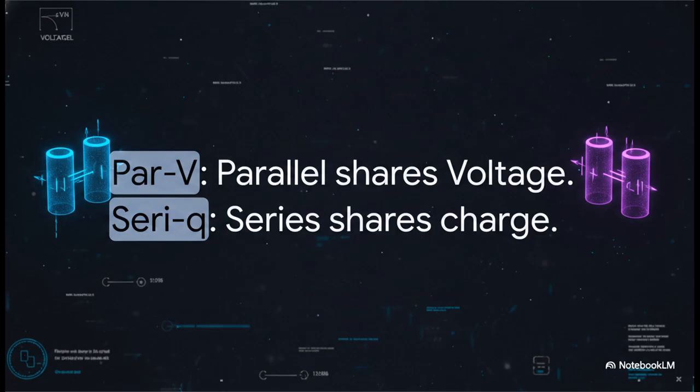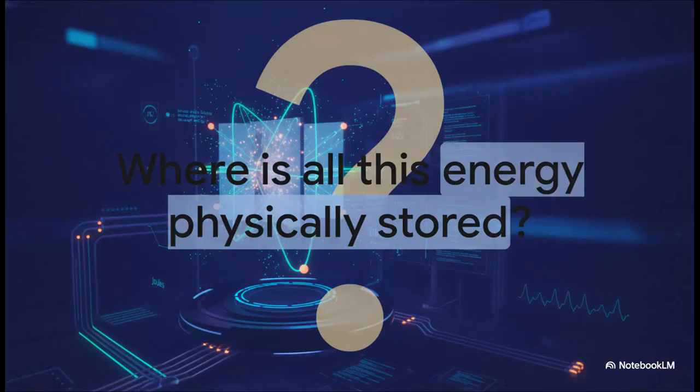To keep all of this straight, we use a really brilliant memory trick, par-V and series Q. Par-V reminds us that capacitors wired in parallel share the exact same voltage. Series Q tells us that capacitors wired in series share the exact same charge, Q. Lock those two little phrases into your mind, and I promise you will never wire a grid incorrectly again. But now we kind of have to pause and ask a fundamental question. Once our grid is perfectly wired up and completely pumped full of charge, where is all this energy actually stored?